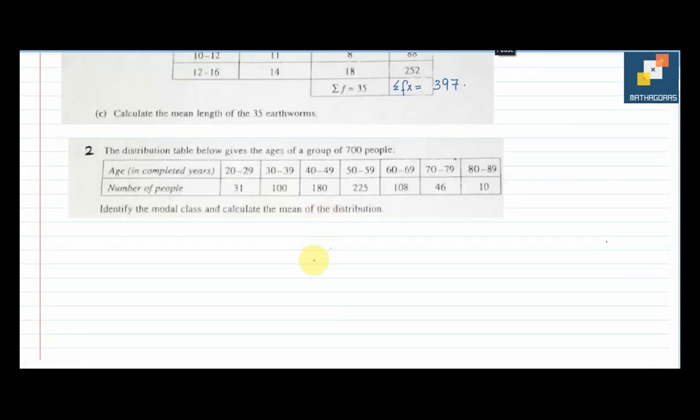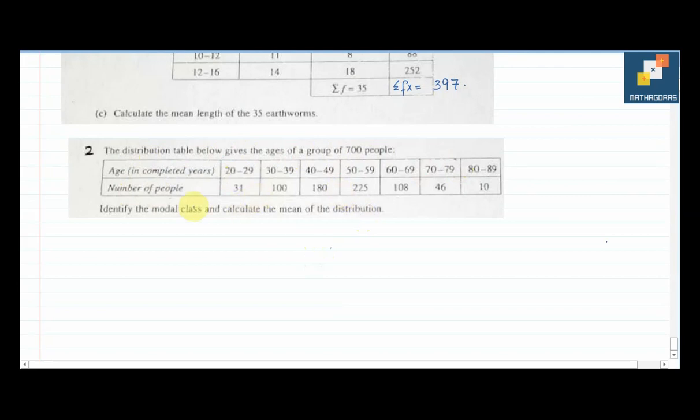In the next question of your worksheet, question number 2, the distribution table below gives the ages of a group of 700 people, age in completed years and number of people. You have the group data. Identify the modal class and calculate the mean of the distribution.